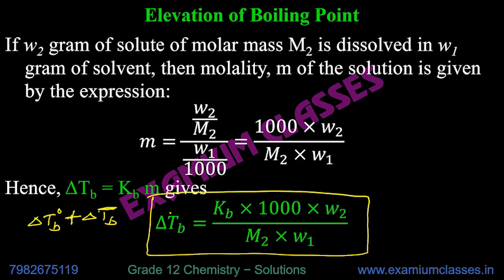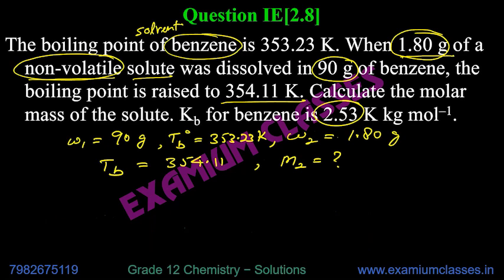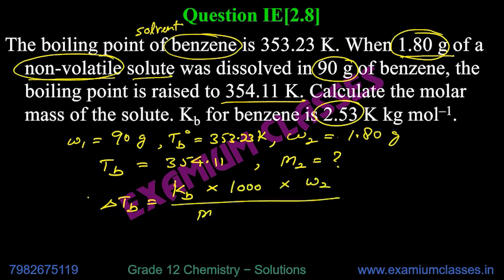Delta TB equals Kb into 1000 into W2 by M2 into W1. Remember, all the masses are in grams. That's why 1000 is written there. So delta TB is equal to Kb into 1000 into W2 by M2 into W1.